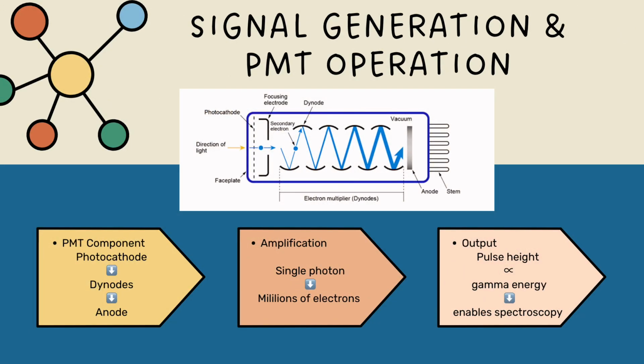Next is the signal generation process. The scintillation light first strikes the photocathode of the PMT, releasing electrons through the photoelectric effect. These electrons are then multiplied through a series of dynodes, producing millions of electrons from a single photon. Finally, the electrons reach the anode, producing an electrical pulse. The pulse height is proportional to the gamma ray energy, which allows NaI(Tl) detector to be used for gamma spectroscopy.